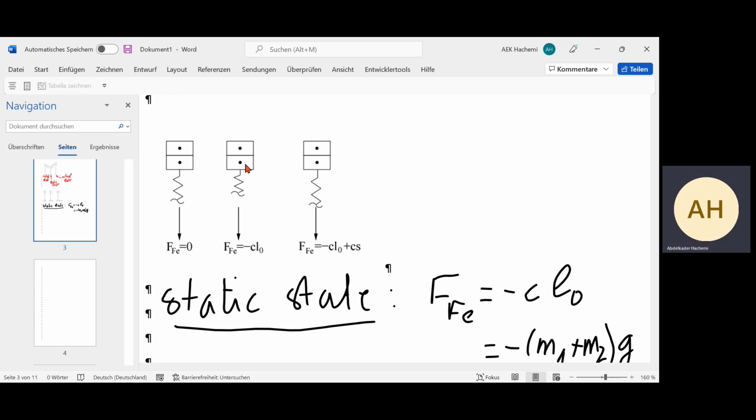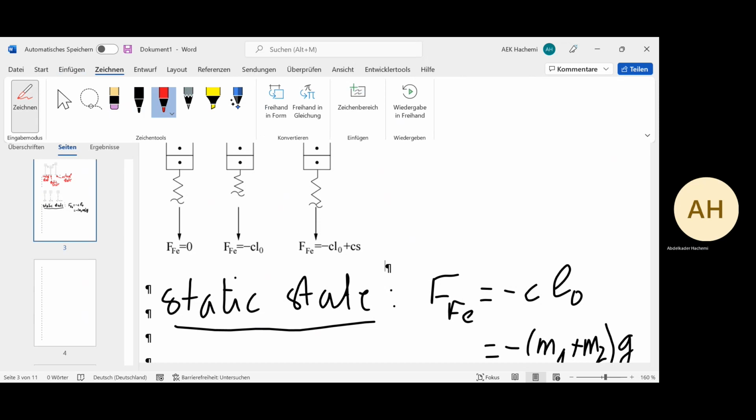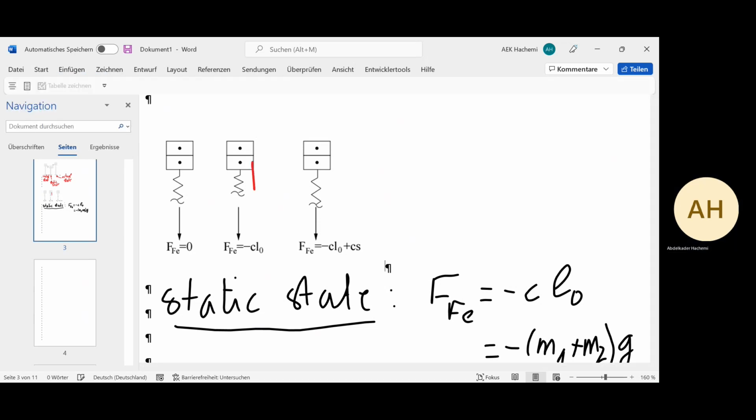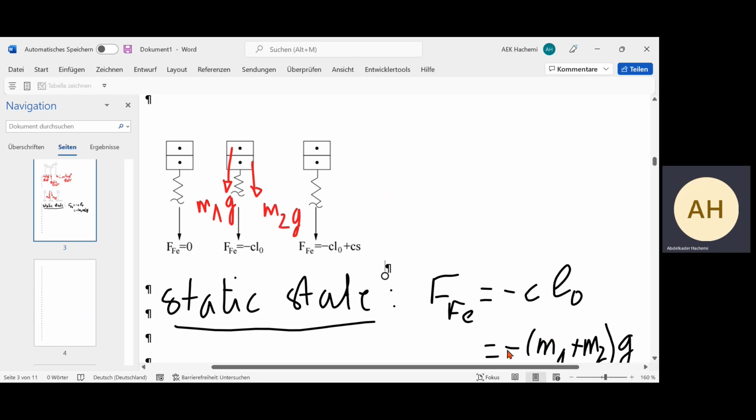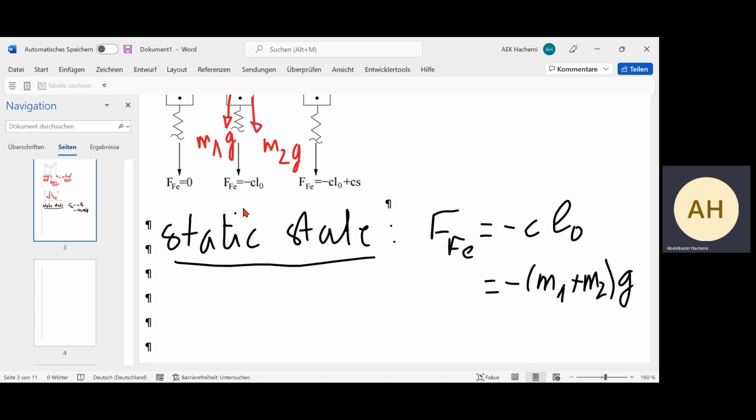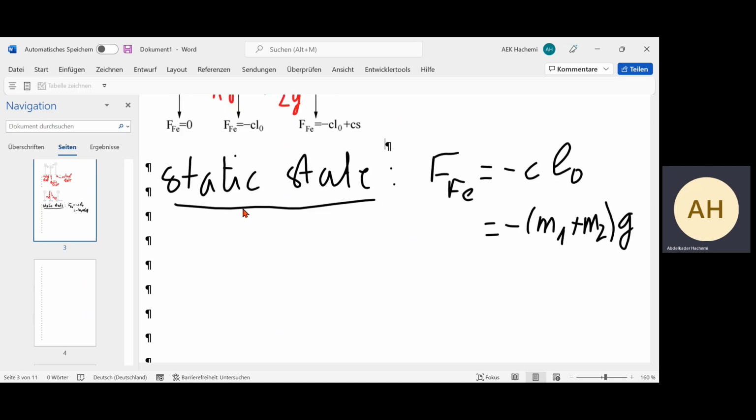Okay, then it means here, at the static state, we have here the mass M2. Then we have here M2 G, and we have also M1 G. Then this force is in equilibrium with these two forces or two weights, M1 G and M2 G. Then in this case, we have minus M1 plus M2 G as they are in the same direction.